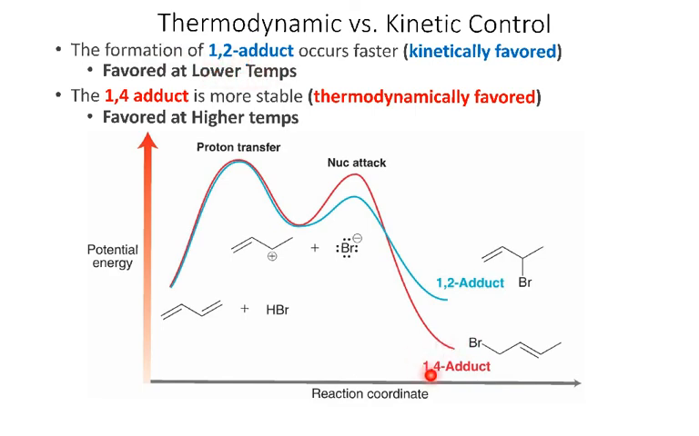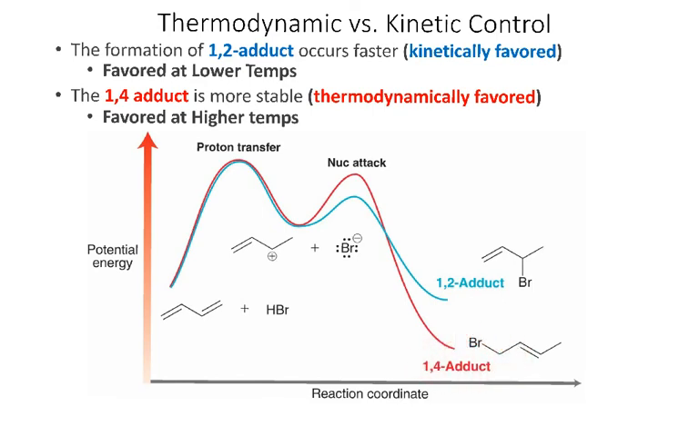The 1,4 adduct, being more stable fundamentally, is thermodynamically favored. So if we didn't have to worry about how long it took to form them, we would tend to form more of the more stable product. That's what we mean by being thermodynamically favored. So if it's formed faster, it's kinetically favored. If it's more stable, then it's thermodynamically favored.